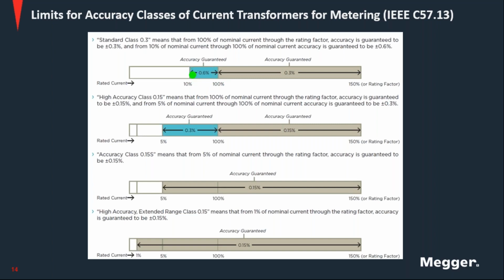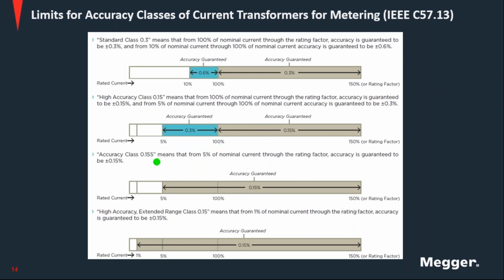In this case it is a current transformer, so the load. If the load goes lower than this, the accuracy is not guaranteed. So the CT is not going to perform well under those conditions. Then you can see how the 0.15 extends the accuracy range down to 5%, but it's still half of the accuracy you have at 100% of the load.